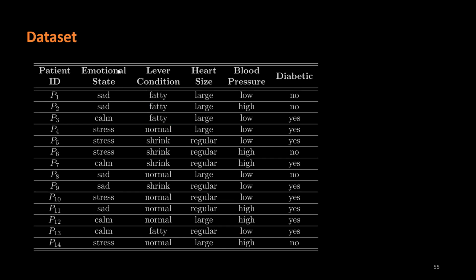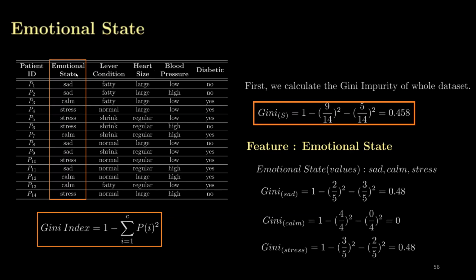So let's start with the first feature, which is emotional state. Keep in mind, this is the equation of a Gini index. In that equation, there is a square on the probability. So basically, first we calculate the probabilities with respect to all the classes, that is, for i equals 1 to C. Here in this dataset, we have only 2 classes, that is yes and no. Then we square the probabilities, and finally we subtract all these values from 1.